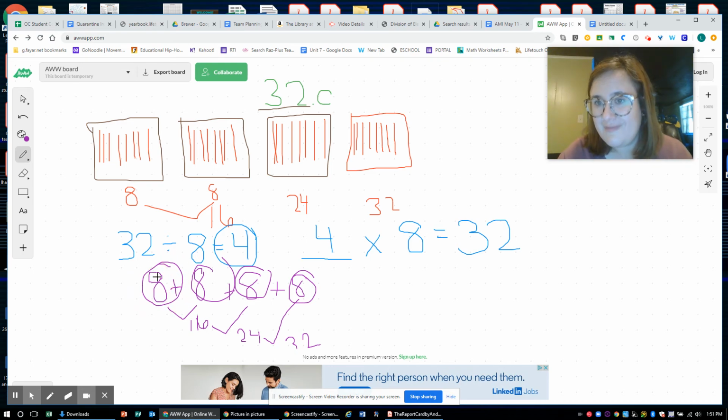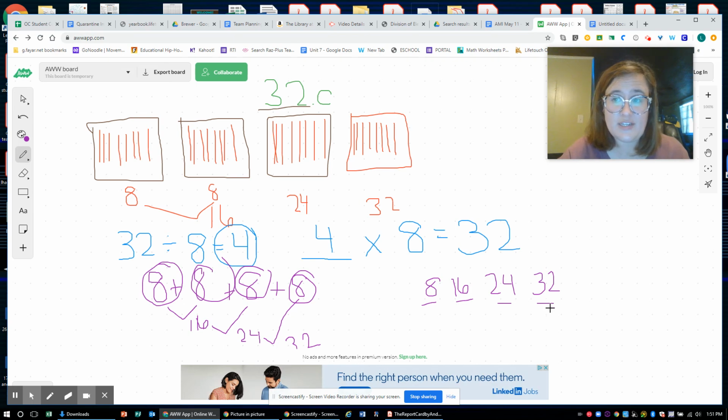Just a thought. Could you also do skip counting? 8, 16, 24, 32. How many times did I count by 8? 1, 2, 3, 4. No matter what strategy I use, I'm going to get the same answer here. Still going to come to that answer of 4 boxes.